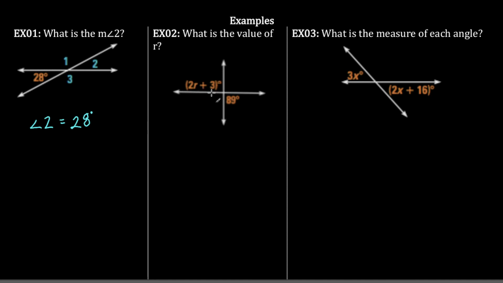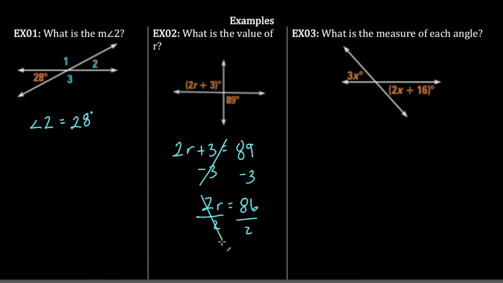So it wants to know the value of R, so right here. But we know that 2R plus 3 is equivalent to 89 degrees because they're vertical angles. So minus 3, minus 3, 2R equals 89 minus 3, which is 86. Okay, divide by 2, divide by 2. R is 43.